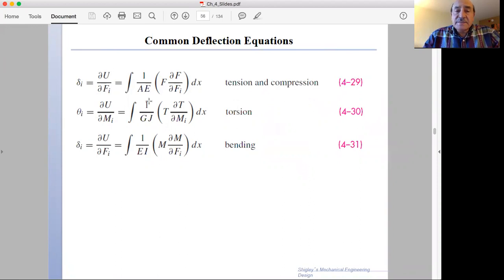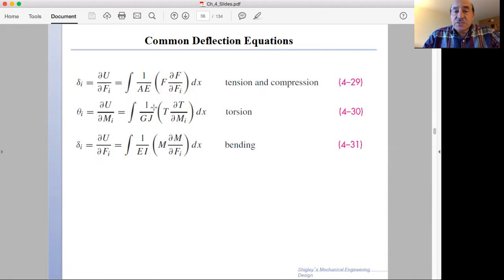So if it is axial, tension or compression, we have this expression, 1 over AE times F dF by dFi, where Fi is the specific force. So we have to find an expression for the force in general, and that expression has the force that we are interested in, and then we take the derivative with respect to that force. You have to be careful how to write the expression for the force in terms of the specific value that you're interested in.